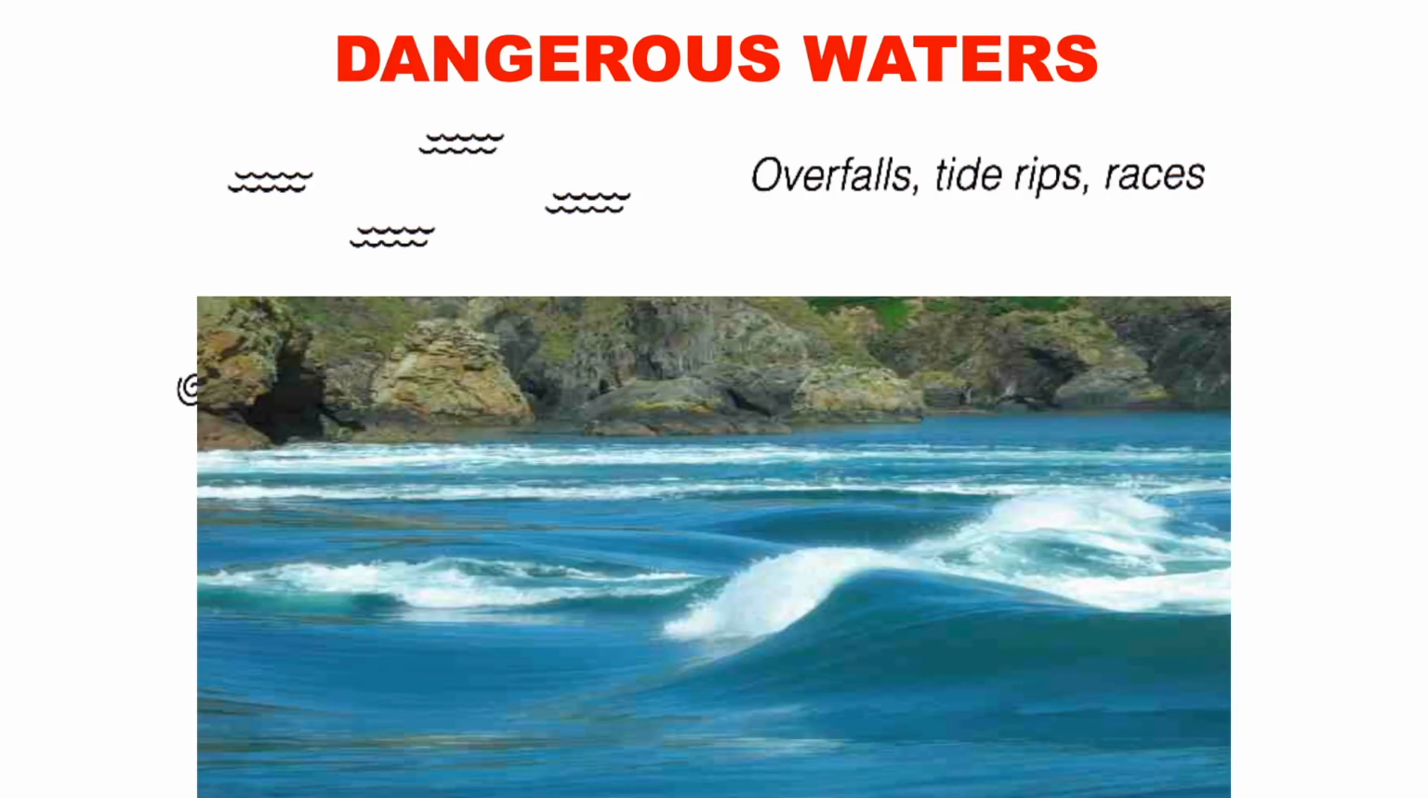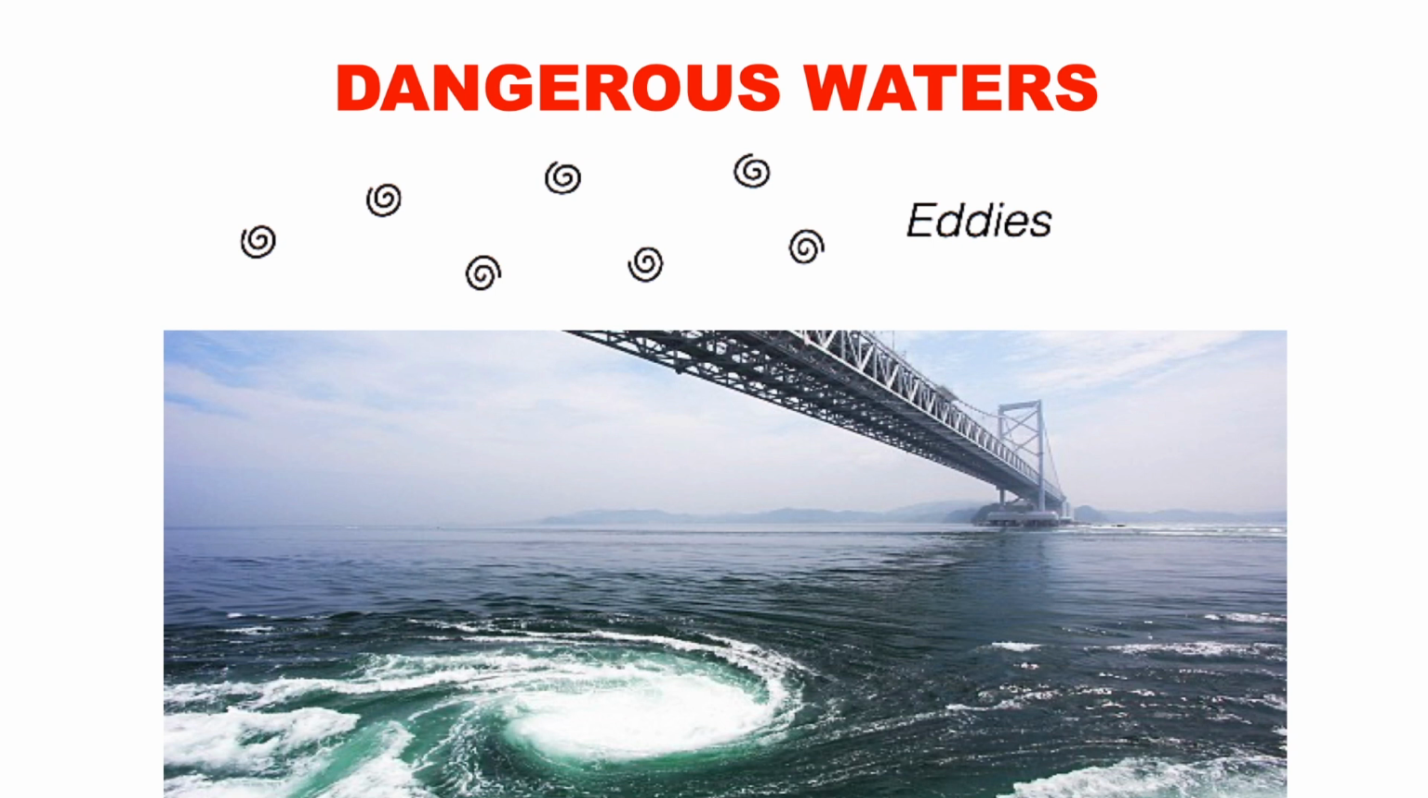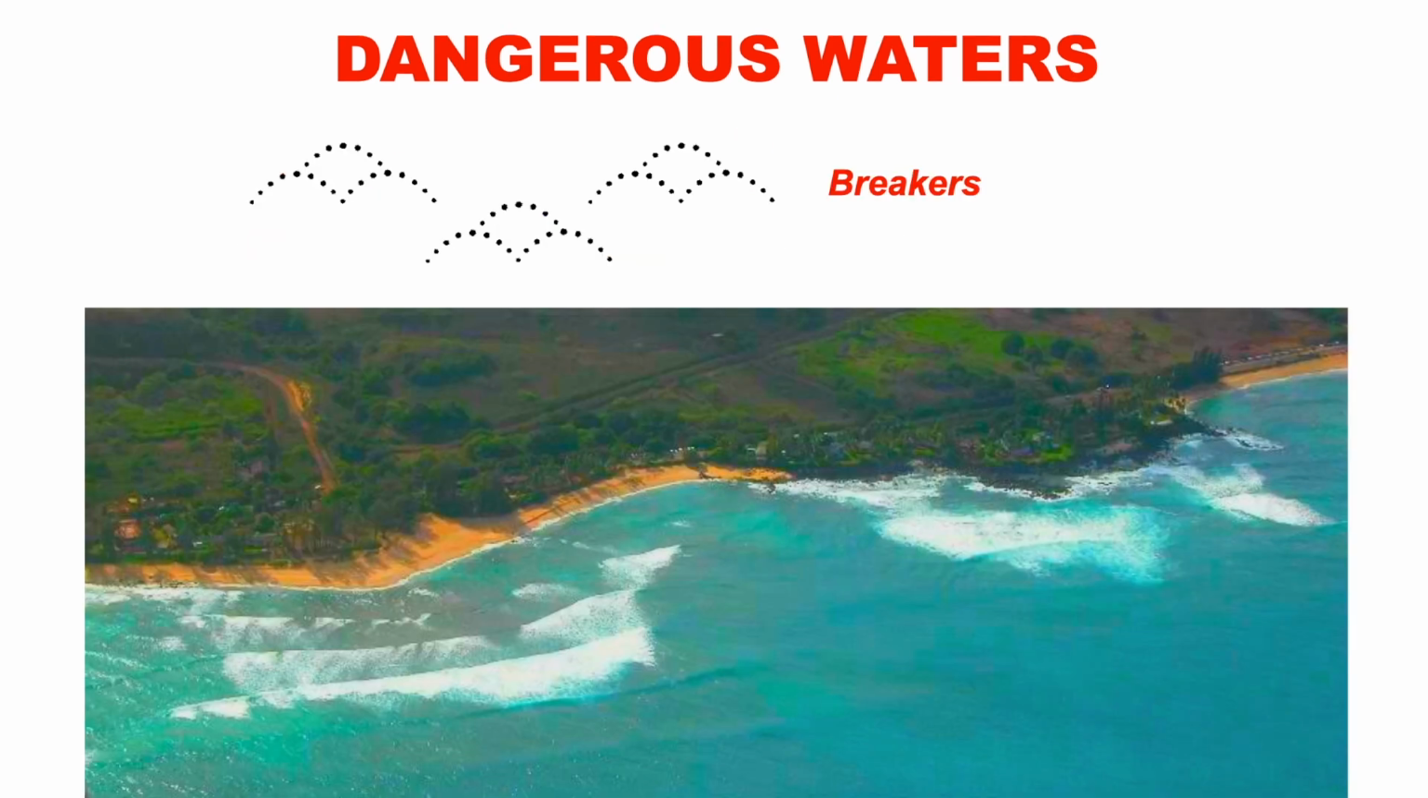Some of the symbols like this with the squiggles on are overfalls and tide rips. The squiggles on the chart are pretty much what it looks like on the water. Or there can be whirlpools, and that's what it looks like on the water. Or eddies, and that's what it looks like on the chart. If there's breakers, it will look like this, pretty much how it looks on the water.